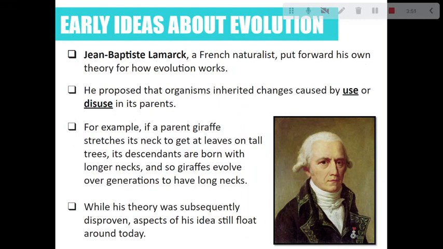So we also have Jean-Baptiste Lamarck. He was a French naturalist who put forward his own theory for how evolution works. So he proposed that organisms inherited changes caused by the use or disuse in its parents. So, for example, if a parent giraffe stretches its neck to get at the leaves on tall trees, its descendants are born with longer necks. And so giraffes evolve over generations to have long necks. While this theory has subsequently been disproven, aspects of his idea still float around today.